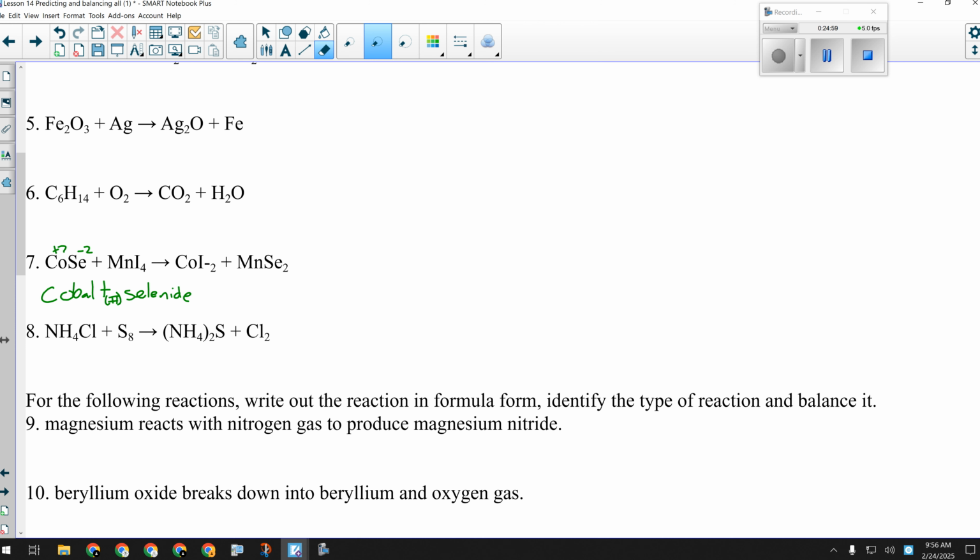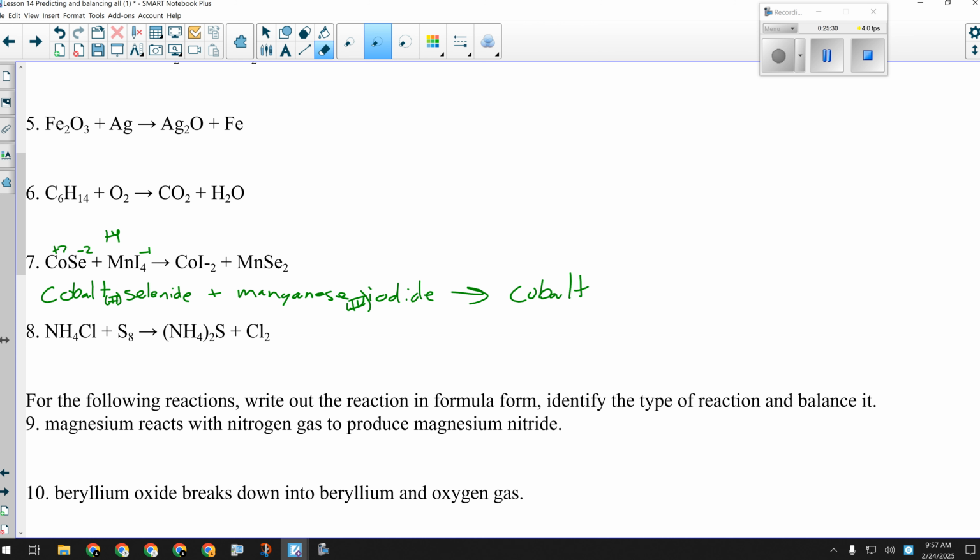So cobalt(II) selenide is reacting with manganese iodide, but again, manganese also requires Roman numerals. Manganese can be a 2+ or a 4+, I think. In this case, it's going to be the 4+ because iodine is -1 and there are 4 of them. That means I need 4 positive charges out of 1 manganese. So manganese(IV) iodide.